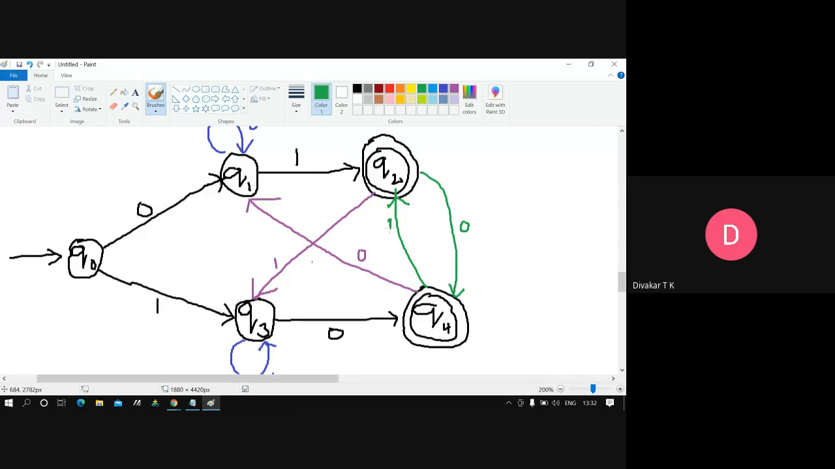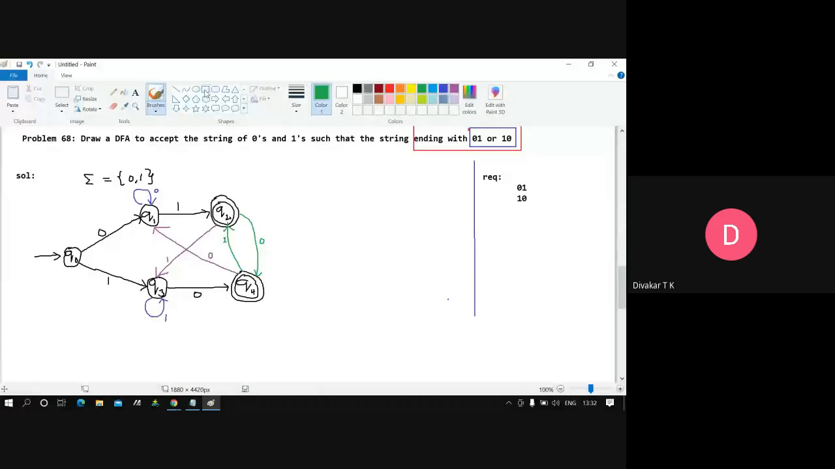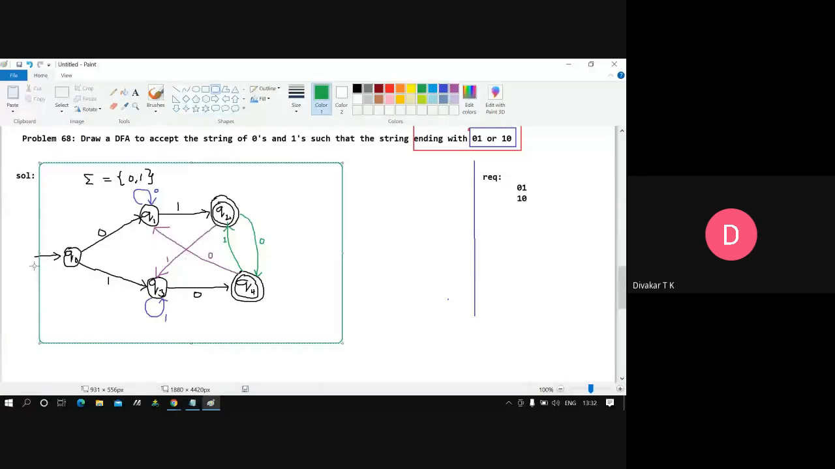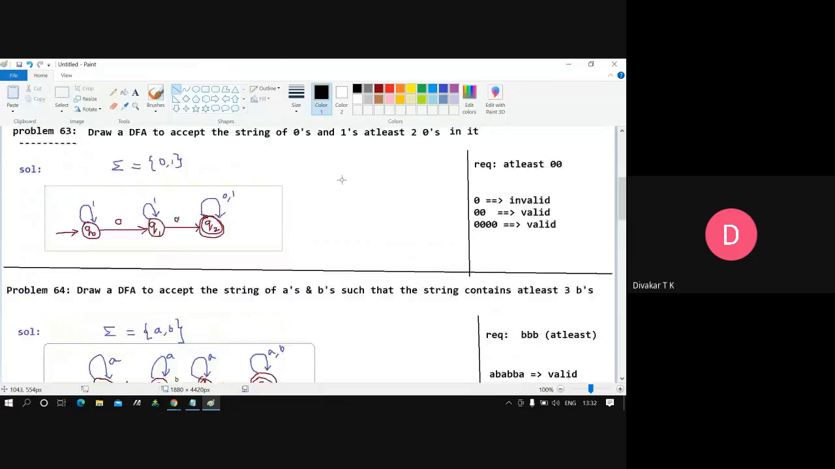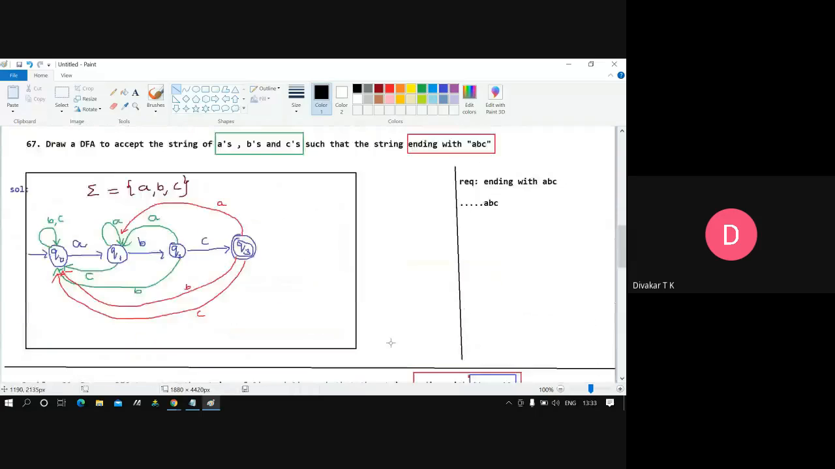Now everything is possible. We are done with the efficient diagram for this problem number 68. Any queries you can ask? Analyze it. If you're done, it's good.